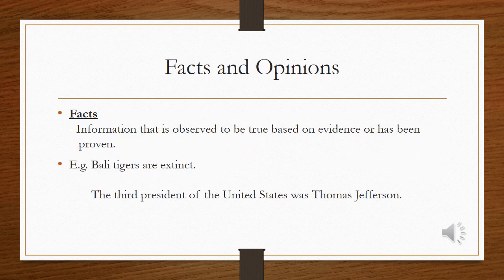Then we will look at facts and opinions. You will see there's a question based on facts and opinions in your activity. First, facts. Information that is observed to be true, based on evidence or has been proven. This is normally scientifically. Example, Bali tigers are extinct. The third president of the United States was Thomas Jefferson.